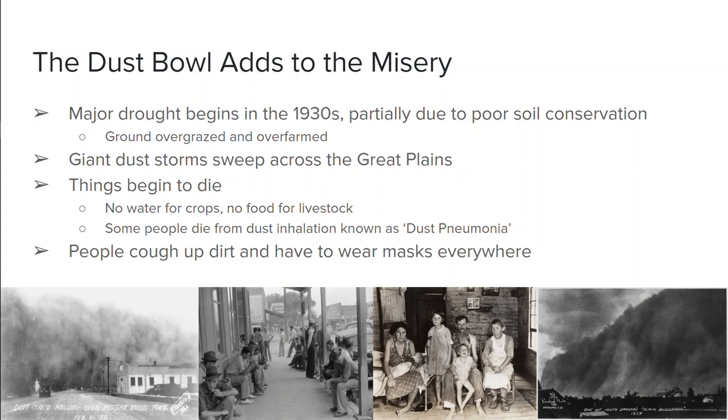And you can see here some pictures of what these Dust Bowl storms actually looked like. There's dust everywhere. Everything is covered in dust. People are breathing in dust. People actually cough up dirt balls, almost like it's a cartoon. Because of the Dust Bowl, because there's no water, there's no crops, livestock starts to die. There's a lack of food. And people start to die from something called dust pneumonia. So it's like, you know, a little misery added on top of misery.